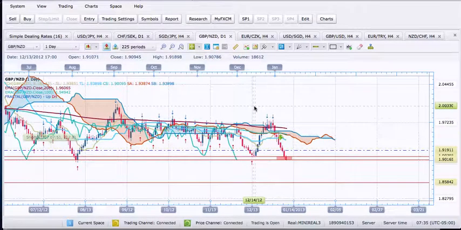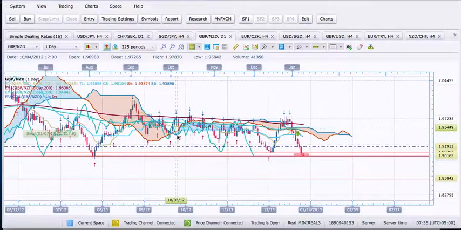To make it simple, if price is inside the kumo, you don't want to trade it because it's in a neutral zone. It's ranging. If it's below the kumo, you want to trade short, because the market is bearish pretty much. If it's above the kumo, the market is bullish.